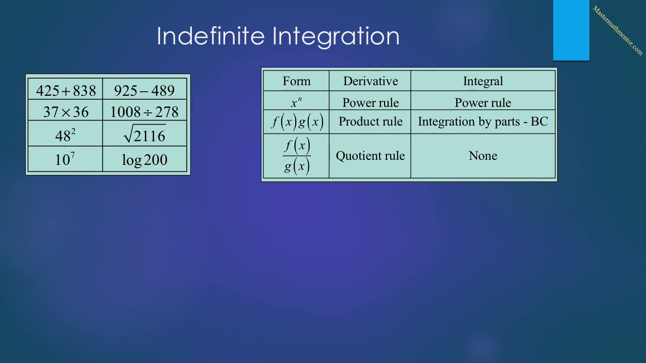For the basic rules we've seen, x to the n, we know that we have a derivative rule and we have an integration rule. For something in the form of f of x times g of x, for differentiation, we have the product rule. For integration, there is a corresponding rule called integration by parts, but you will not learn it until you take BC calculus. In the form f of x over g of x, for differentiation, we have the quotient rule, and there is no corresponding integration rule.